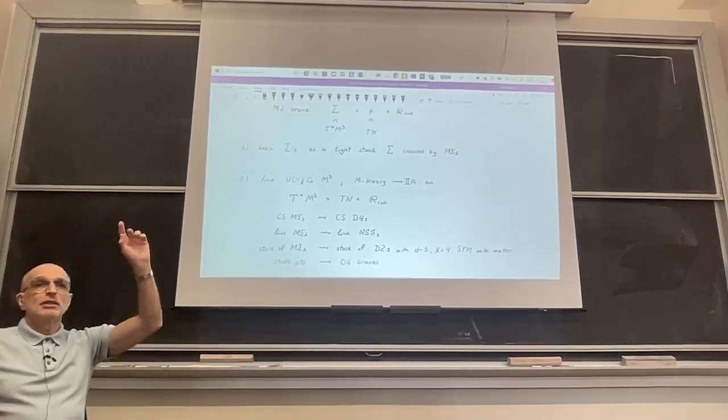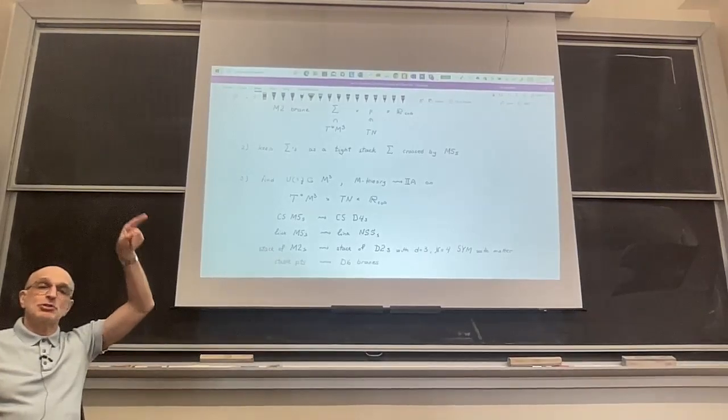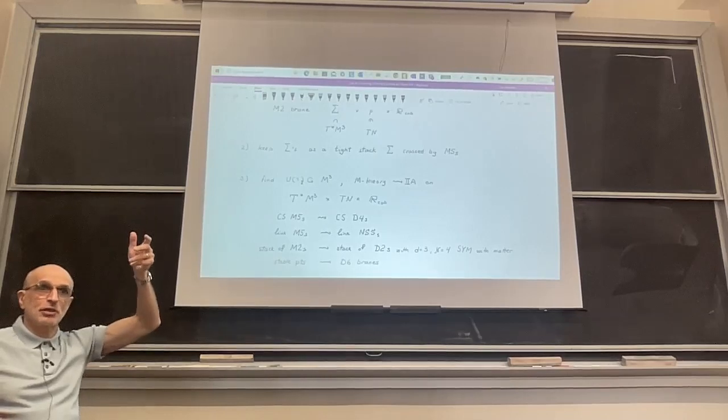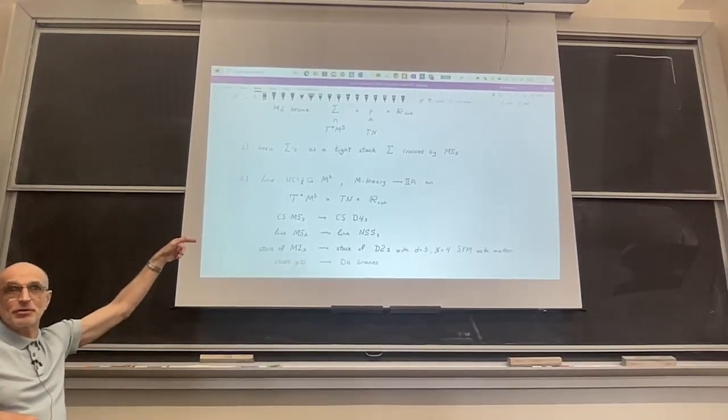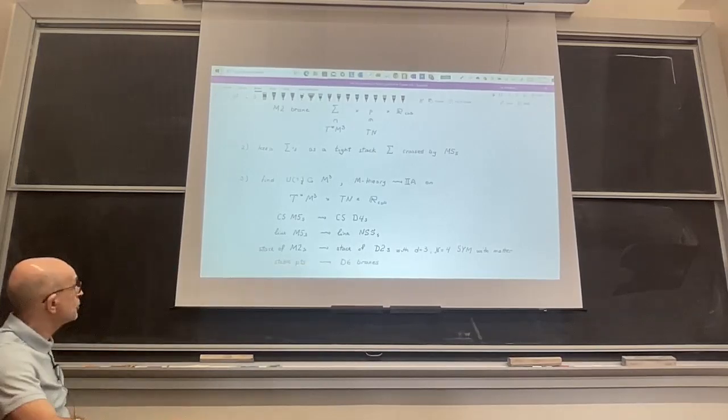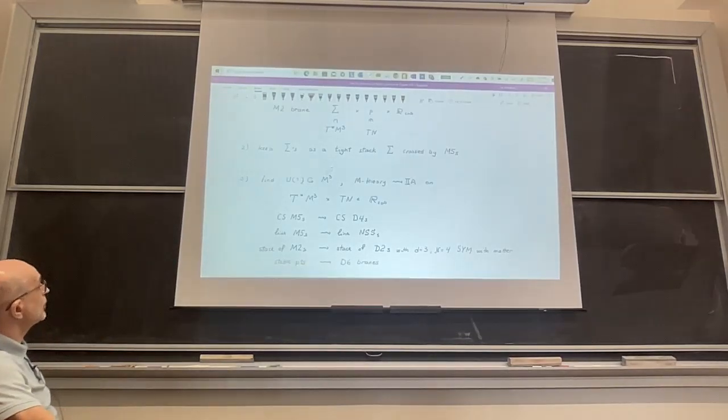Choice number 1, take cobordism time, wrap it into a circle, and rotate the circle. Choice number 2, rotate Taub-NUT by C sub q. A less popular choice is to find a U1 symmetry of M3, of your 3-manifold, and take a quotient by it. And this is what we do.